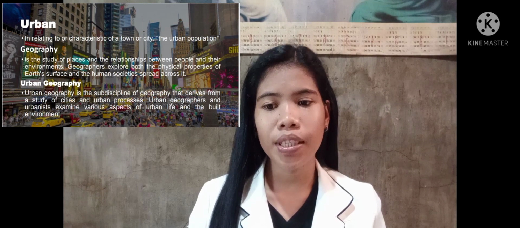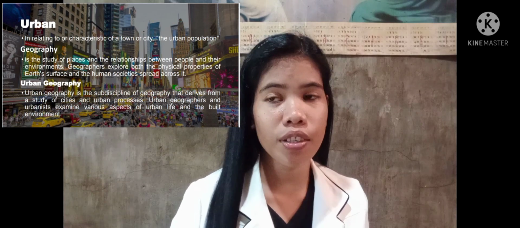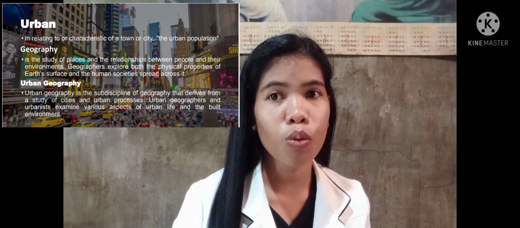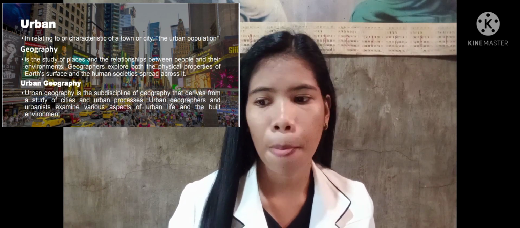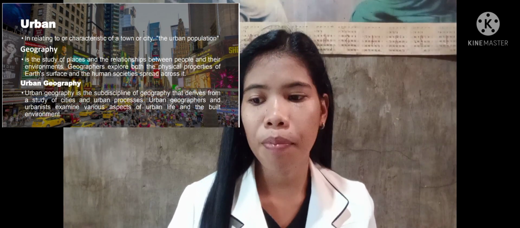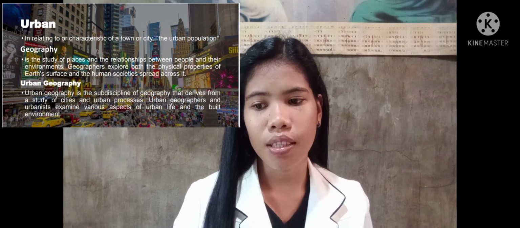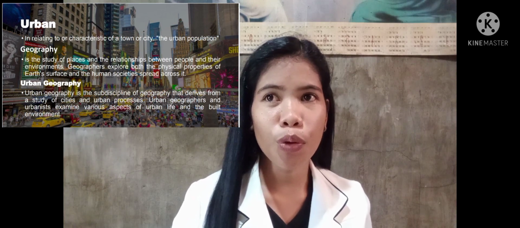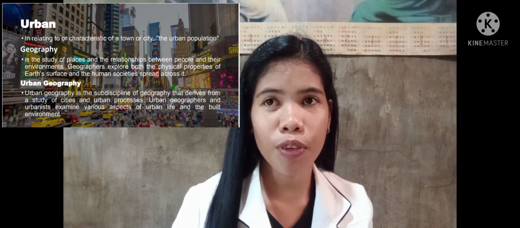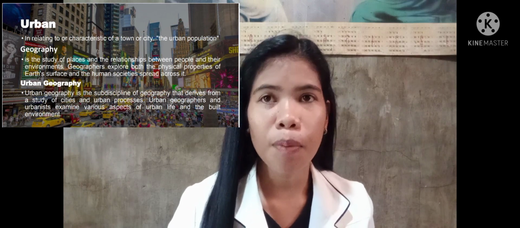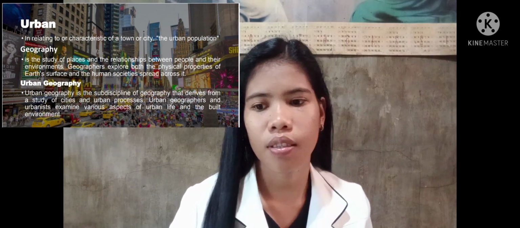Geographers explore both the physical properties of Earth's surface and the human societies spread across it. So, geographers are those individuals or experts who study the urban city or the land area. When we combine the two, urban geography is the sub-discipline of geography that derives from the study of cities and urban processes. So when we say urban geography, this is the study of cities, the infrastructure you can see in the cities, the processes happening in the cities, the transformation from rural to urban processes.